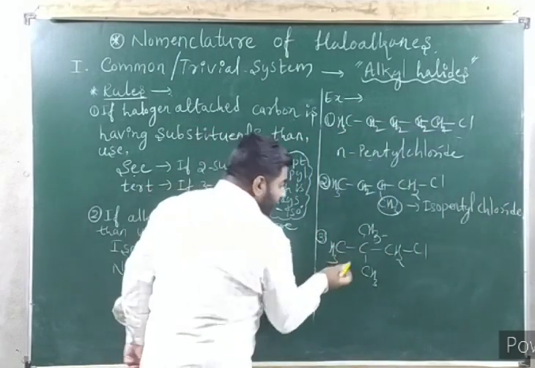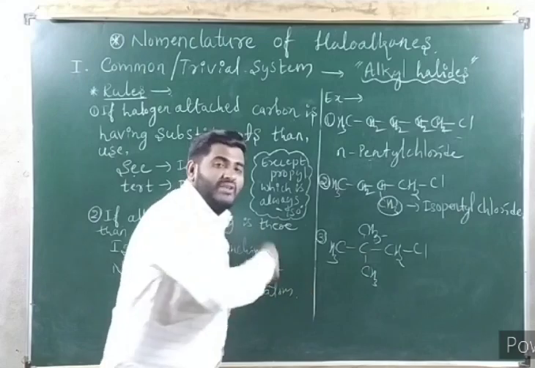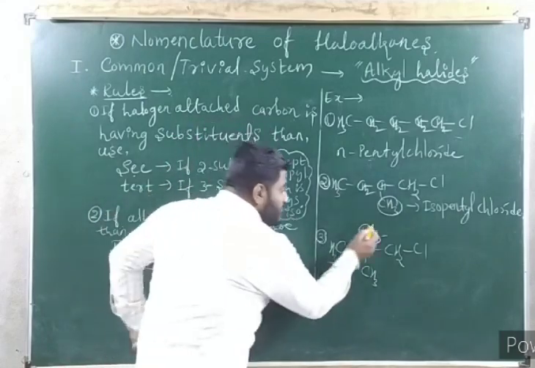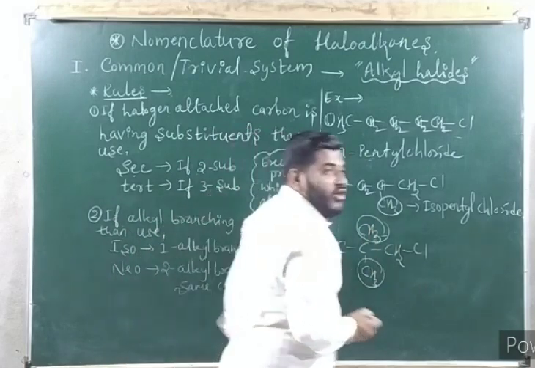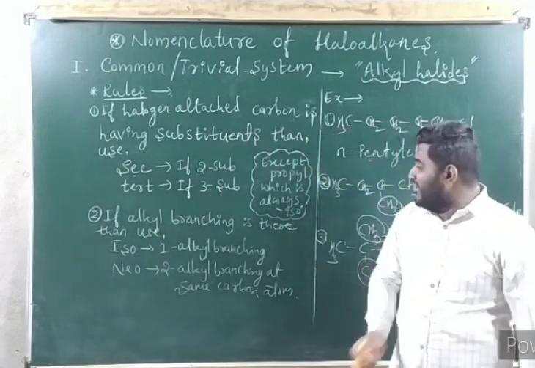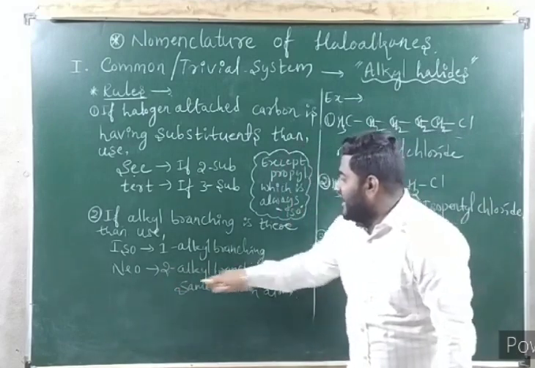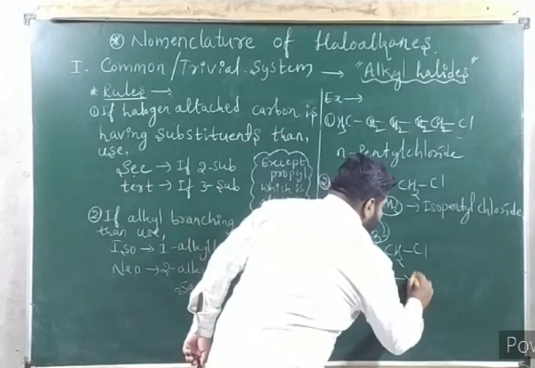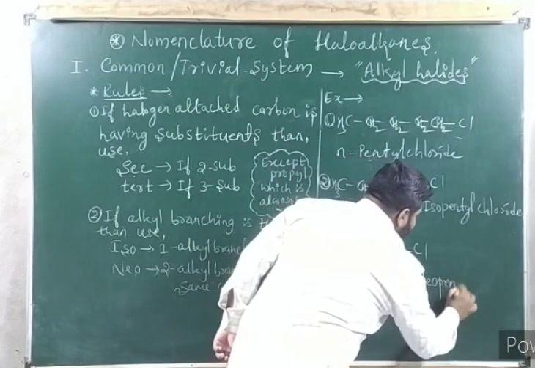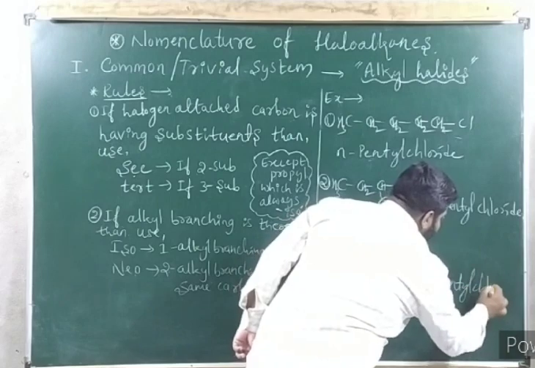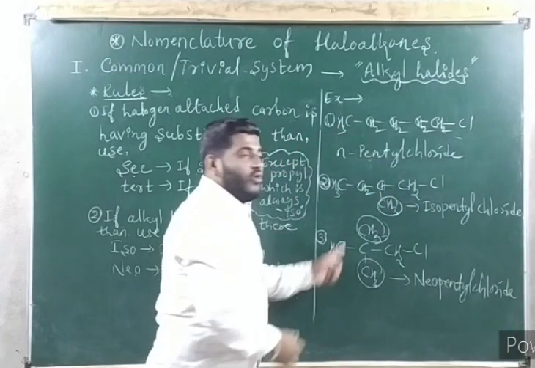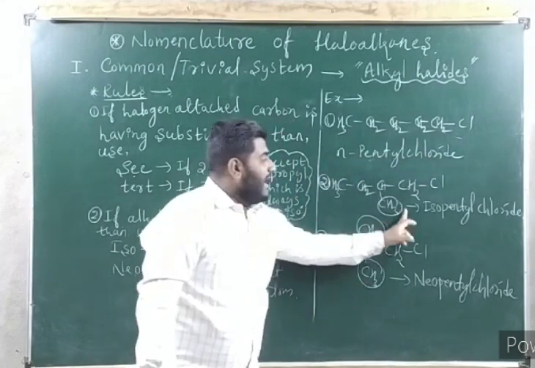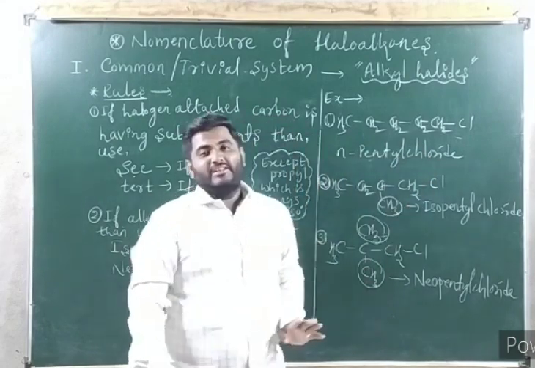And here you see again 1, 2, 3, 4, 5. Total 5 carbons. But what is the main point here? You are observing 2 alkyl branchings, right? And you know, if 2 alkyl branchings are there, then the name is neo. So it is neopentyl chloride. I hope you are getting it, guys. n-Pentyl chloride, isopentyl chloride, neopentyl chloride.